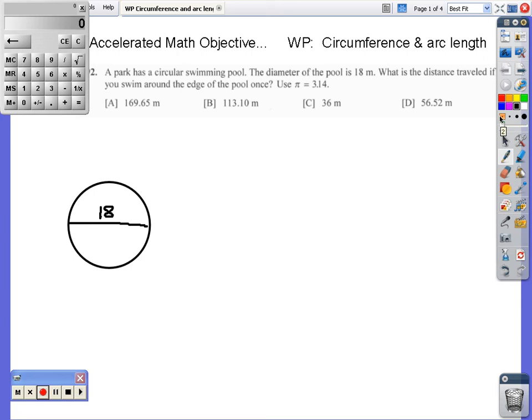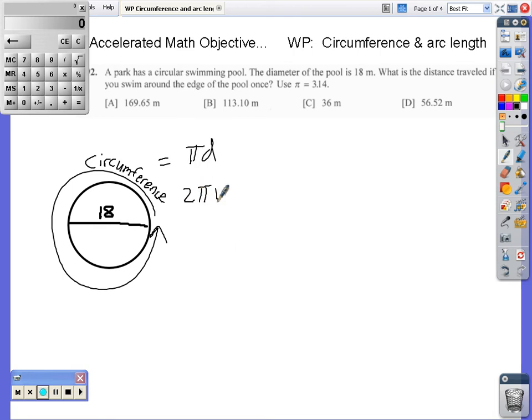It wants to know the distance traveled if you swim around the edge of the pool, and of course we've learned that around the edge of the pool or any circular object is the circumference. The two formulas that we've learned for circumference are pi times diameter or 2 pi r. You might say, well, which one do I use? Well, if they give you a diameter, use this one. If they give you a radius, use this one.